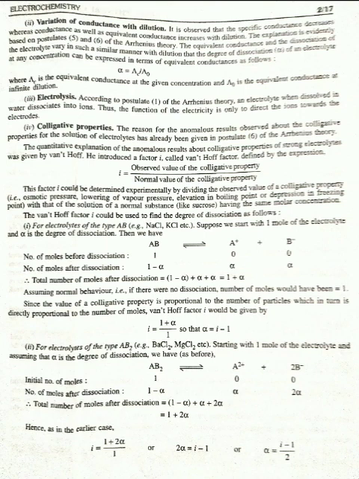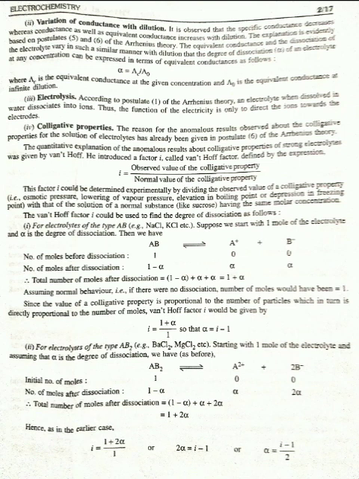Since the value of a colligative property is directly proportional to the number of particles, which in turn is directly proportional to the number of moles, Van 't Hoff factor i would be given by i is equal to 1 plus alpha upon 1, so that alpha is equal to i minus 1.